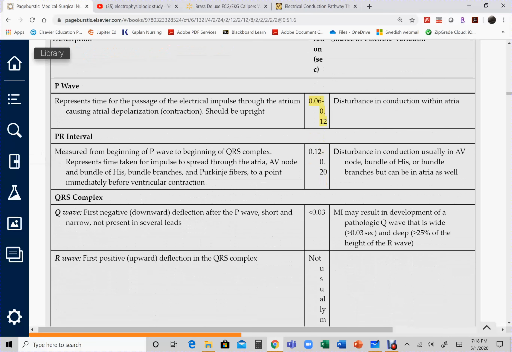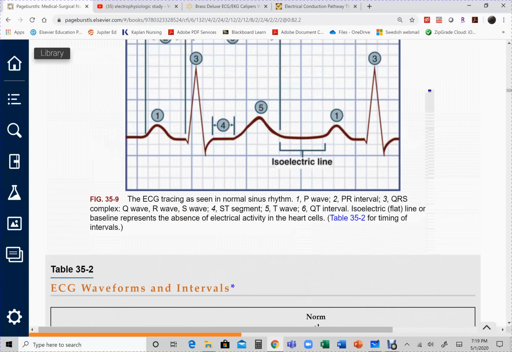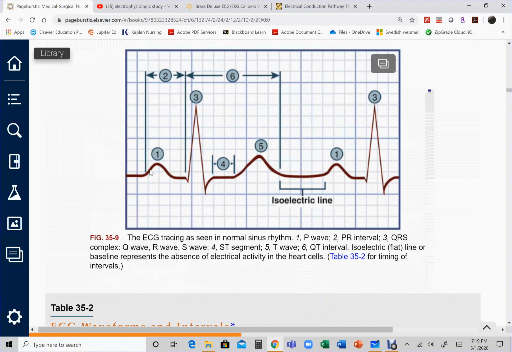The PR interval is next. PR interval is not a contraction. Interval, obviously by the name. This one is a P wave, and a wave indicates electrical activity. So this electrical activity here represented by the P wave is the atrial depolarization or atrial contraction. So both atria are contracting in this wave.